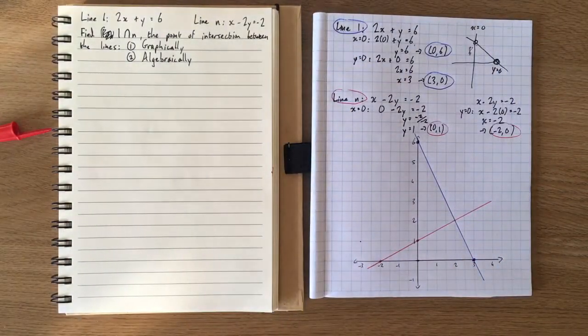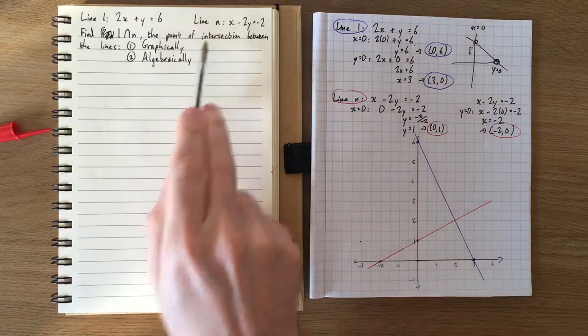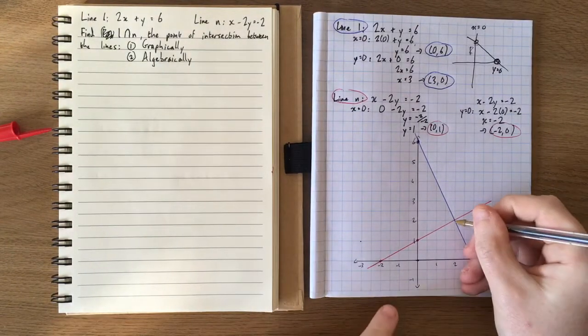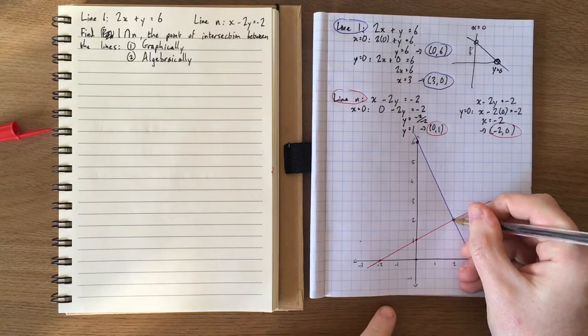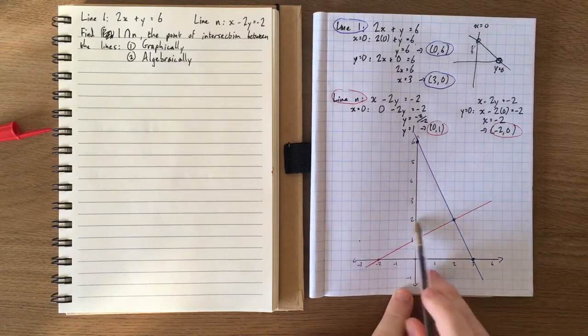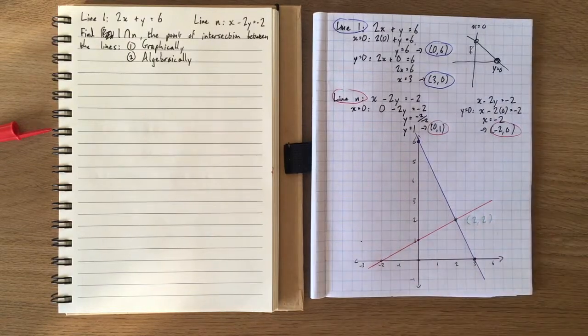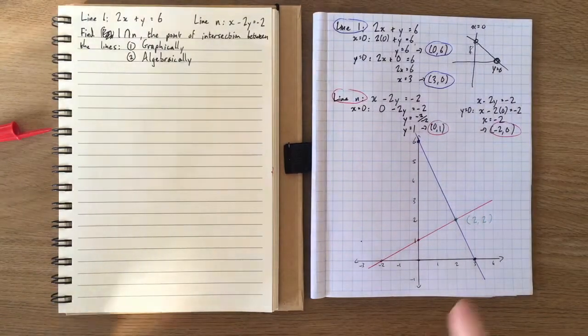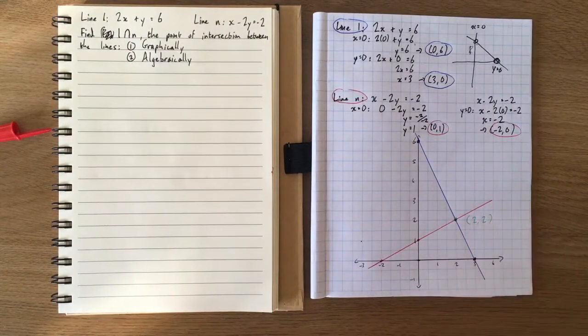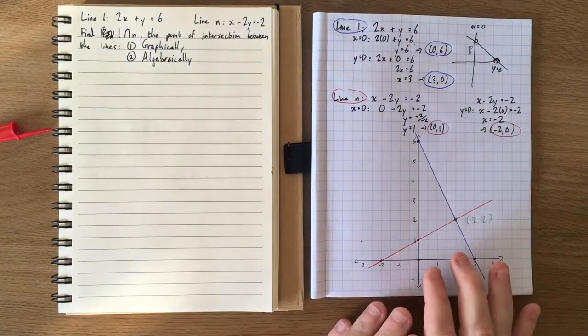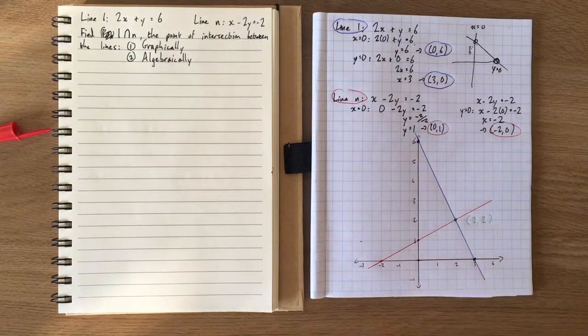And what was I asked to find? I was asked to find the point of intersection between them. So I was asked to find where they meet, and that is 2, 2. So the point of intersection between those lines is 2, 2, and that's me finding it graphically. Okay, so draw graphs of the 2 lines and just see where they meet or where they intersect.